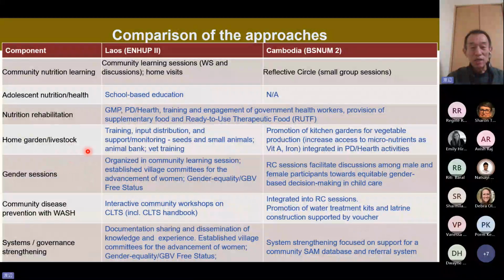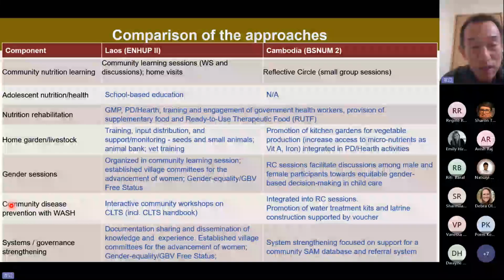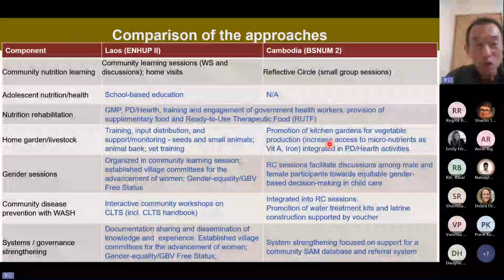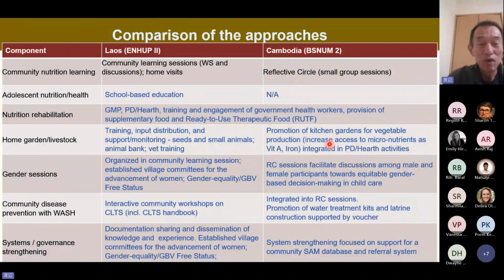they focus more on the underweight children to enroll in the growth monitoring. So for home garden and livestock, the main difference is, as I already told you, in Laos, they conducted training, input distribution, and support monitoring. They also promoted an animal bank system for sustainability and veterinary training. In Cambodia, they focused more on specific vegetables which are rich in particular micronutrients, like iron-rich vegetables, and they are integrated as part of the PDR program. So there is a slight difference in the two programs.